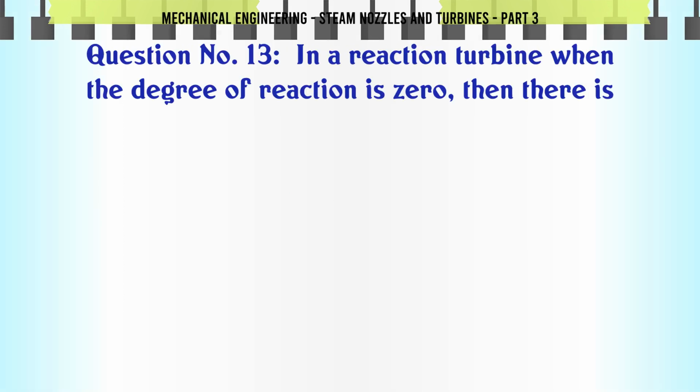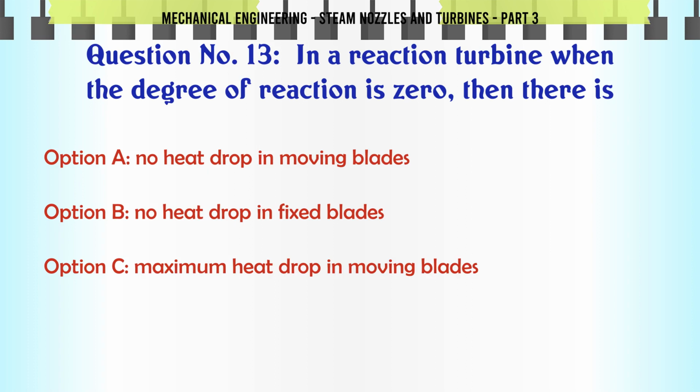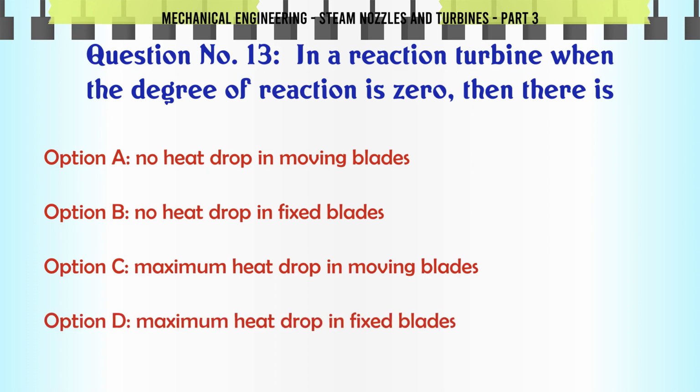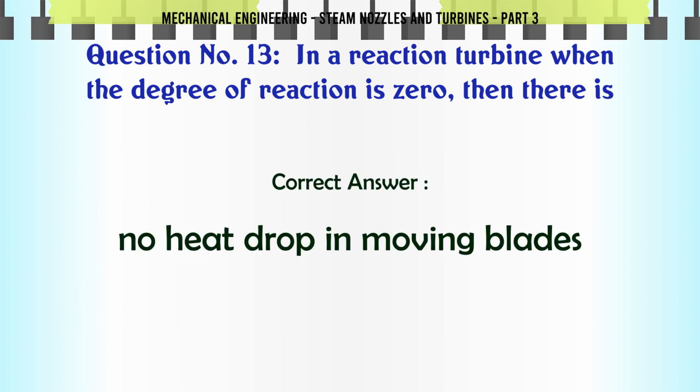In a reaction turbine, when the degree of reaction is 0, then there is: A. No heat drop in moving blades, B. No heat drop in fixed blades, C. Maximum heat drop in moving blades, D. Maximum heat drop in fixed blades. The correct answer is no heat drop in moving blades.